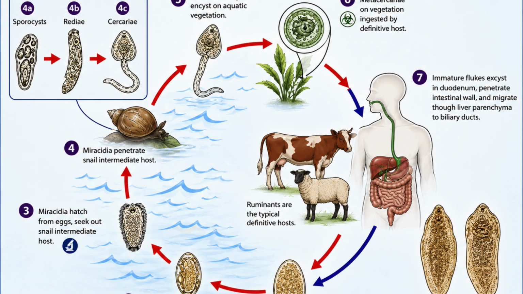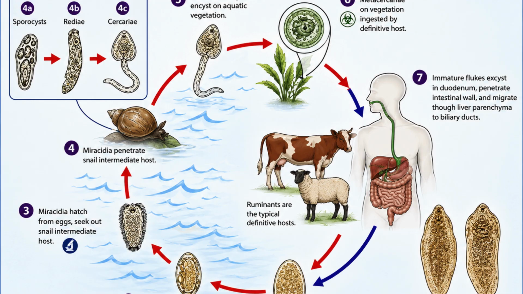The escape. Where: from the snail into the water. What happens? The cercariae leave the snail into the water. They swim freely for a few hours. They search for aquatic plants or surfaces. This is the stage that leaves the snail. The infective form. Where: on aquatic plants or water. What happens? The cercaria attaches to plants or surfaces. It forms a protective cyst called a metacercaria. This is the infective stage. It can survive for weeks in the environment. It is resistant and waits to be ingested.